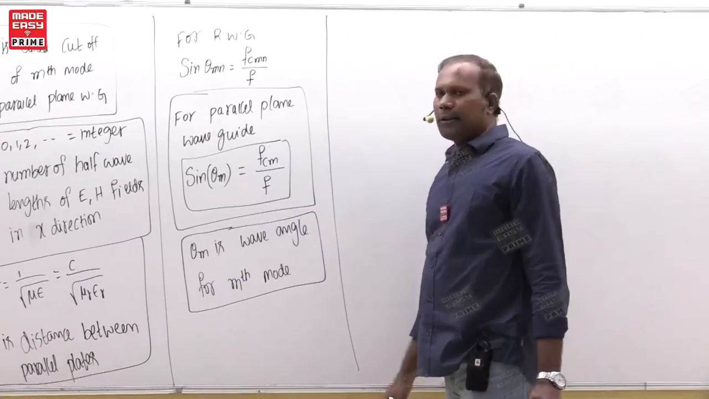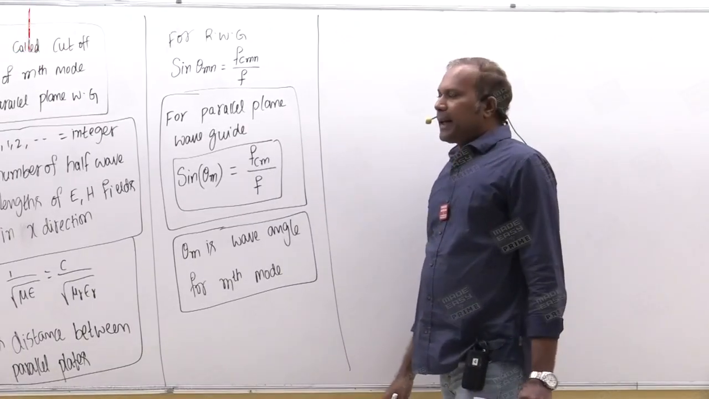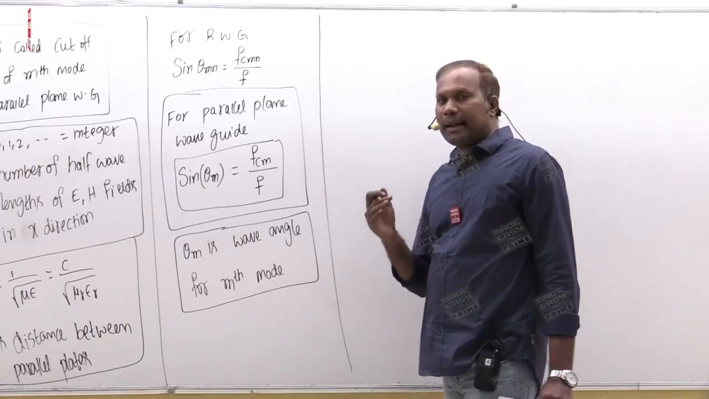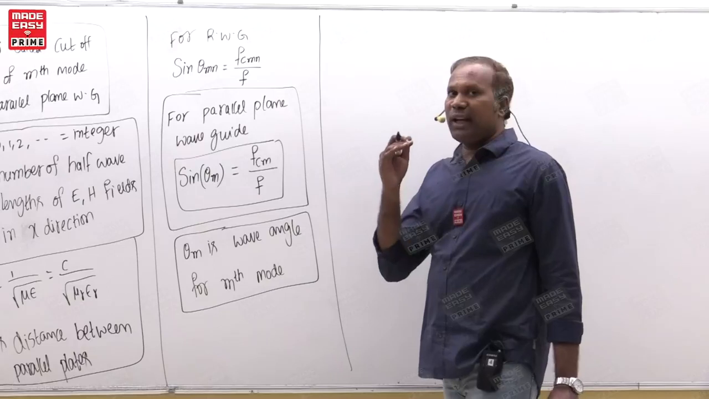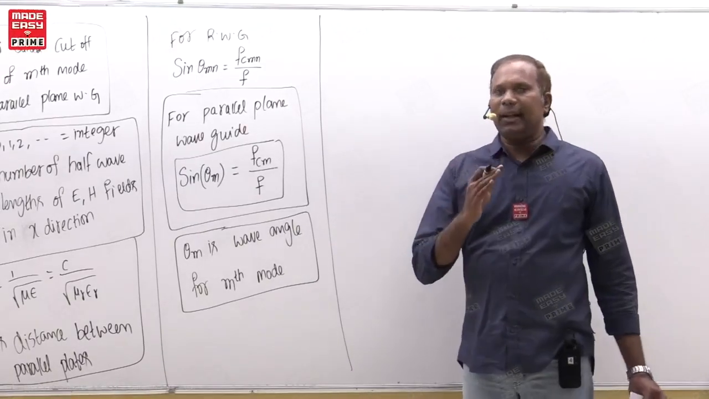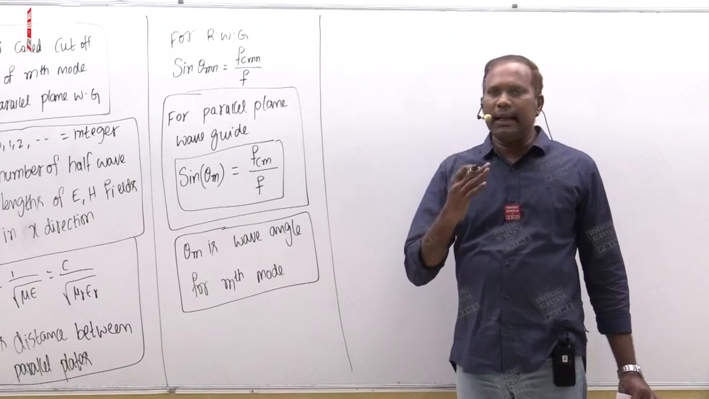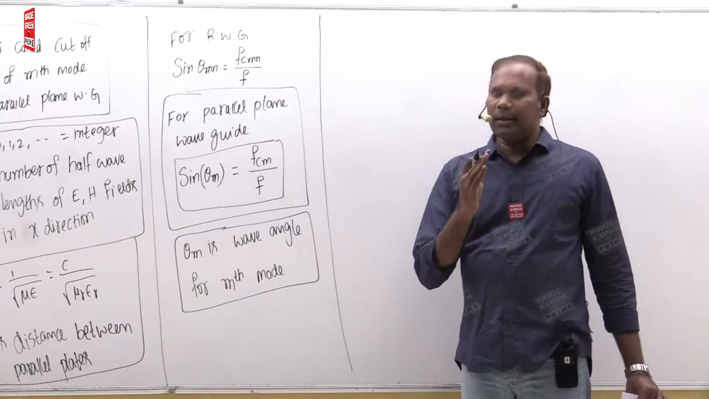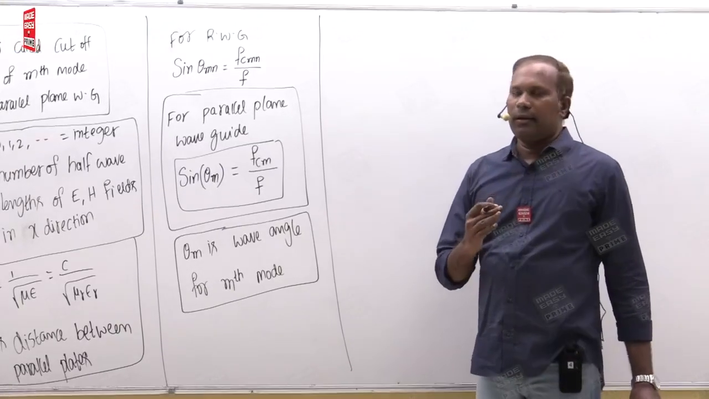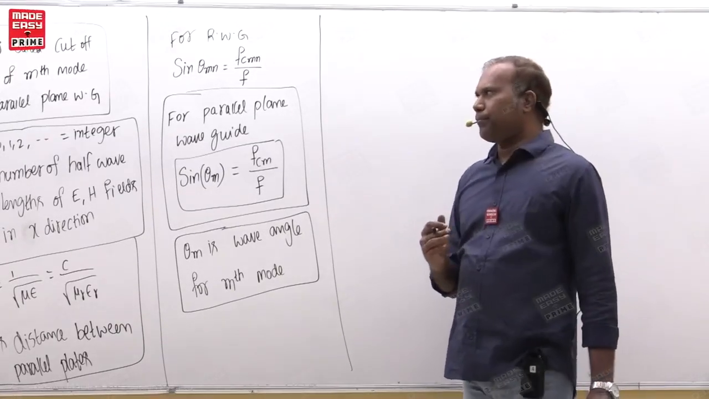Now let us talk of rectangular cavity, or otherwise rectangular waveguide resonator. I told you in network theory, the LC resonant circuit you study resonates at resonant frequency, FR.